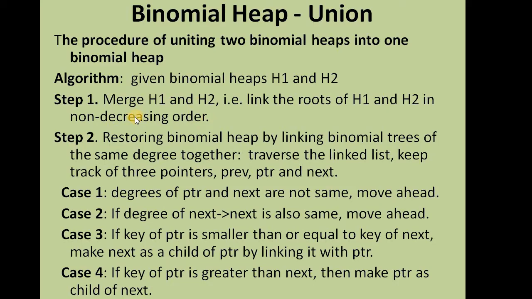Step 2. After merging, it may be possible that the binomial heap property is violated. So we need to restore the binomial heap property by linking binomial trees of the same degree together. Let's say if we have two binomial trees with degree 0, then we will link them together. Then we'll traverse the linked list and keep track of 3 pointers. What are these 3 pointers? Previous, PTR, and the next pointer. According to these, there may be 4 cases.